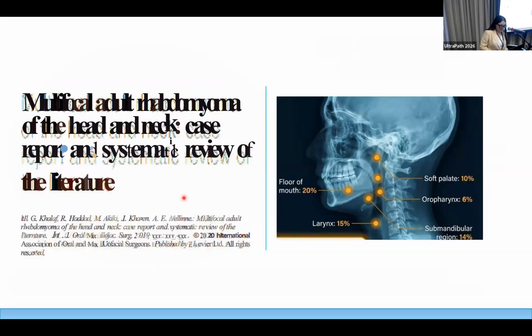So I'm sorry for the inconveniences in this slide. This was an article that talks about the multifocal adult rhabdomyomas. These case reports are in the head and neck region, and the most frequent locations are the floor of the mouth and the oropharynx.